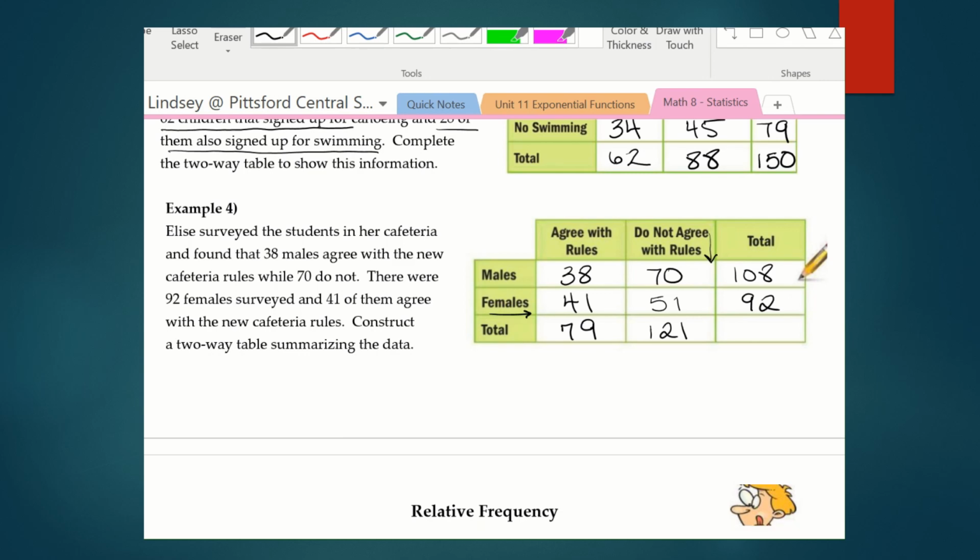How many total students were surveyed? Okay, so that's this bottom right corner here. What's the total? Well, let's see. 108 plus 92 gives me 200. Is that the same for my row here total? 79 and 121 also gives me 200. Yep, so 200 students were surveyed total.